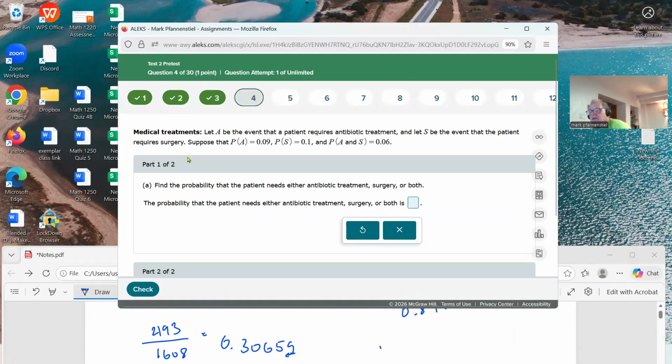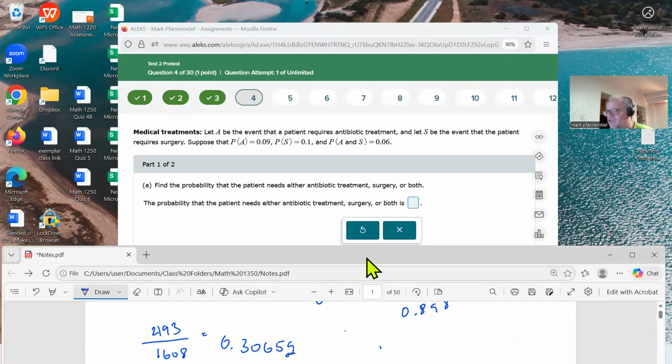So let's see. Medical treatments. Let A be the event that a patient requires an antibiotic treatment. Let S be the event that the patient requires surgery. A for antibiotic, S for surgery. Suppose that the probability of A is 0.09, the probability of S is 0.1, and the probability of A and S is 0.06. Find the probability that the patient needs any kind of treatment, either antibiotic or surgery or both.